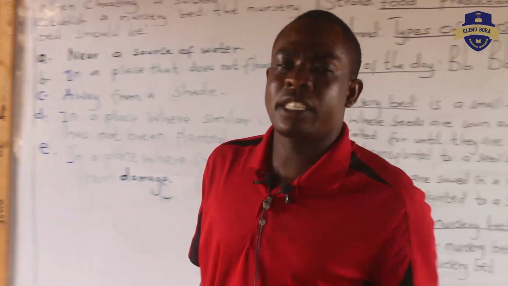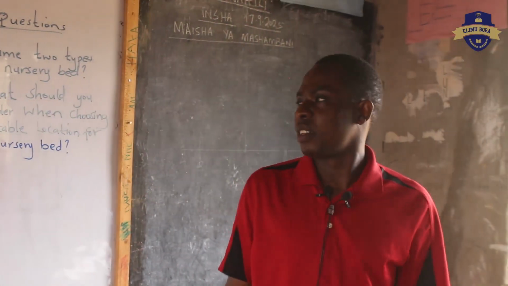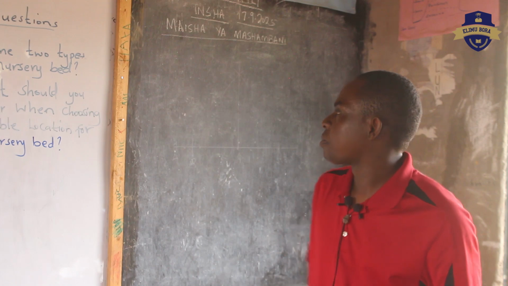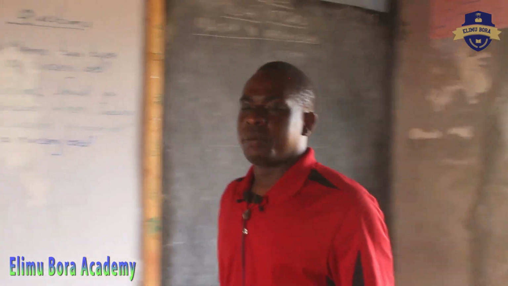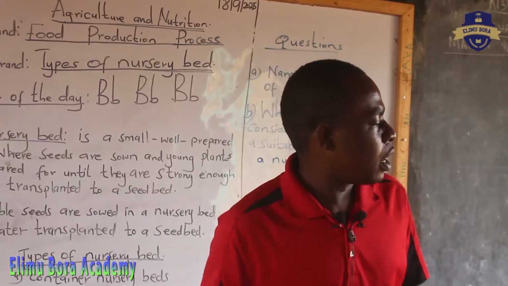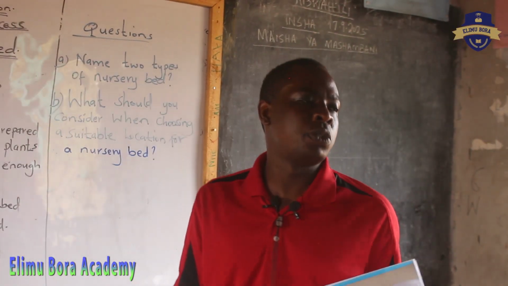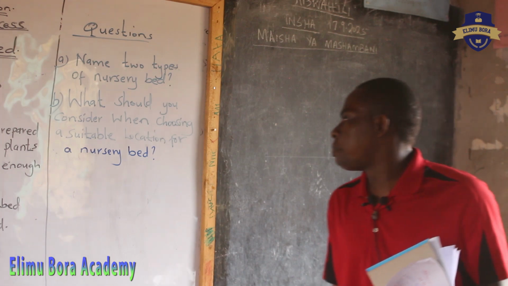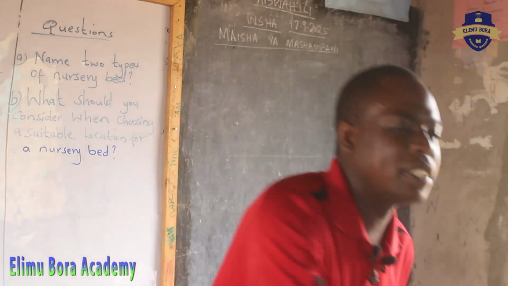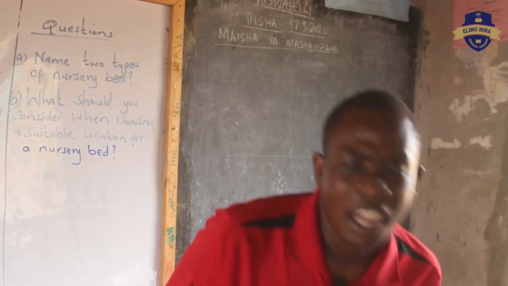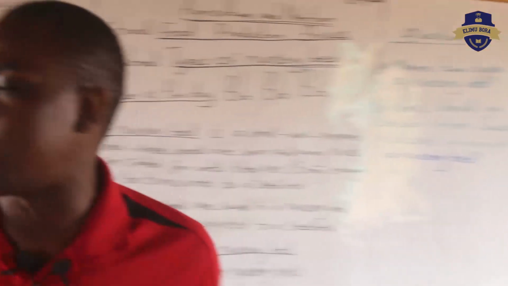Who has a question before I give you my question? Now, let me ask you my question. Are you ready? Name two types of nursery bed. You know. One is container nursery bed. Number two is ground nursery bed.